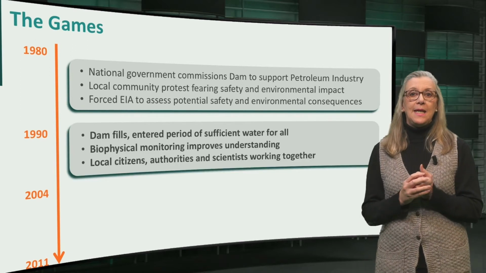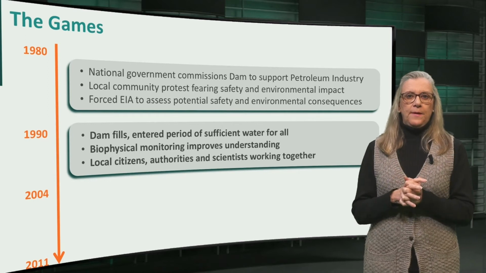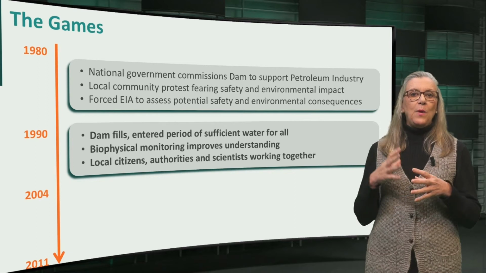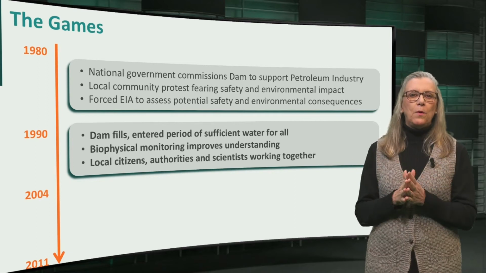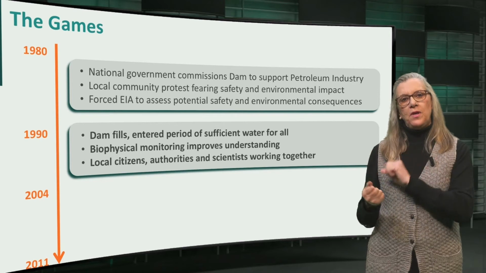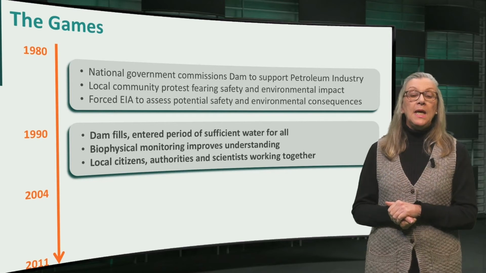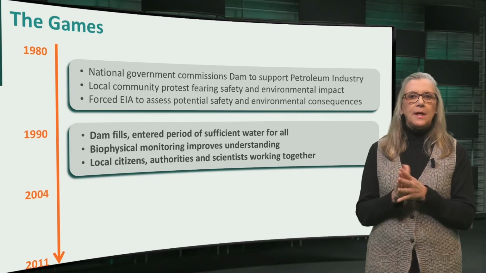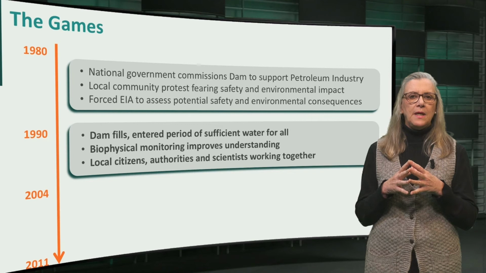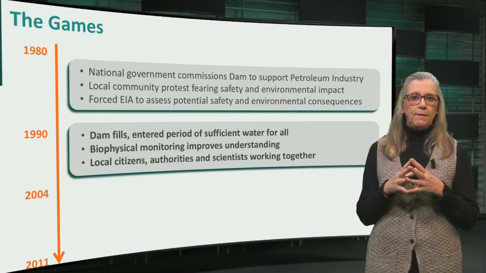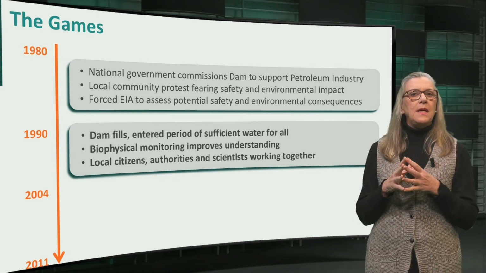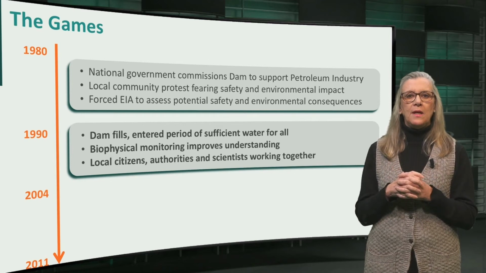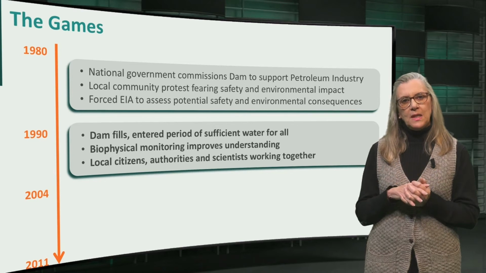Then in the early 1990s, after construction of the dam, good rains filled the dam faster than expected, and we entered a period where there was enough water for all, both for the industry, the estuary, and her people. In accordance with the environmental requirements, monitoring had to be conducted to improve the understanding of the estuary response to the changes in river flow. And increasingly, the local residents, authorities, and the scientists started working and learning together about the functioning and the processes in the estuary.